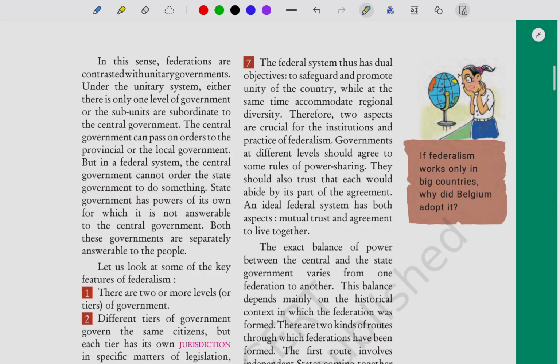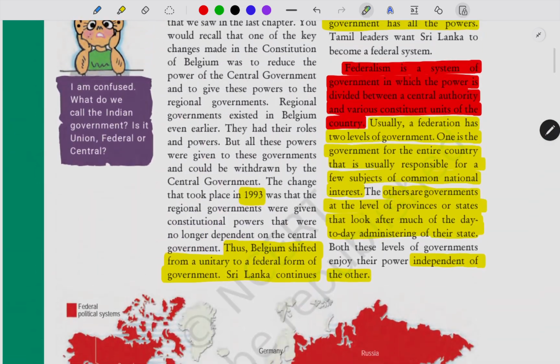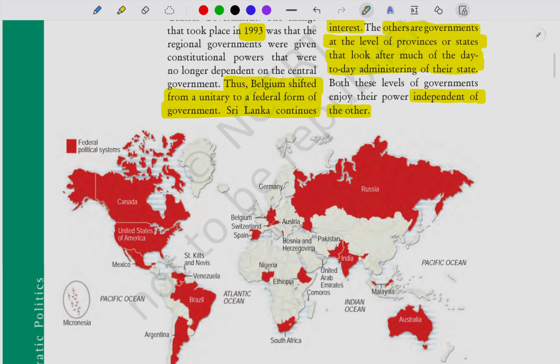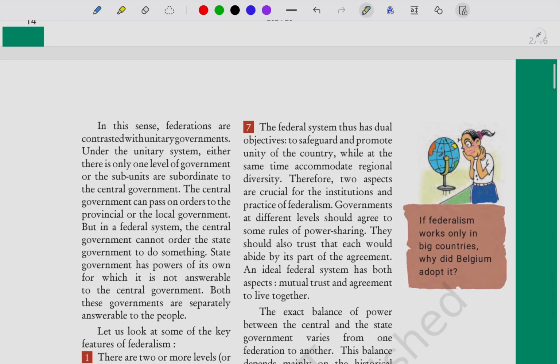In this sense, federations are contrasted with unitary governments. Okay. So, in what sense? The local governments get power that is free from the central government. That is, the regional governments have constitutional powers. And in this sense, federations are contrasted with unitary governments. Under a unitary system, either there is only one level of government, or the subunits are subordinate to the central government.